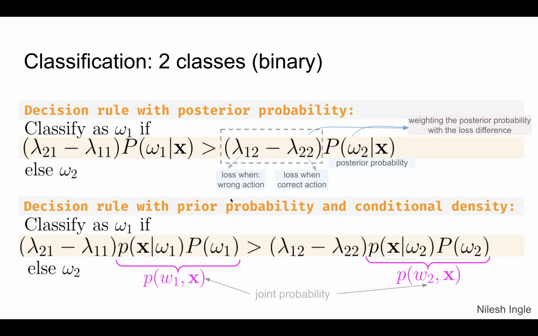Similar to this, we can also use the class conditional probability, the likelihood, multiplied by the prior, and again weighing it by the difference between the losses. And again, if this term for class omega 1 is larger than the product here on the right hand side for the omega 2 class, then we classify it as belonging to class 1.